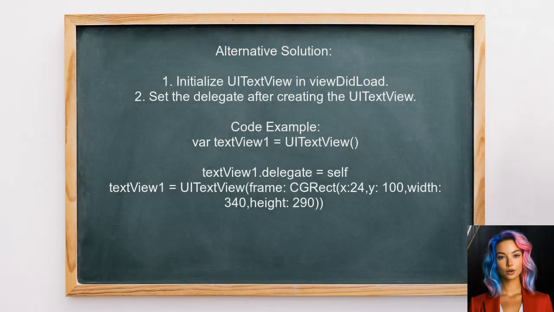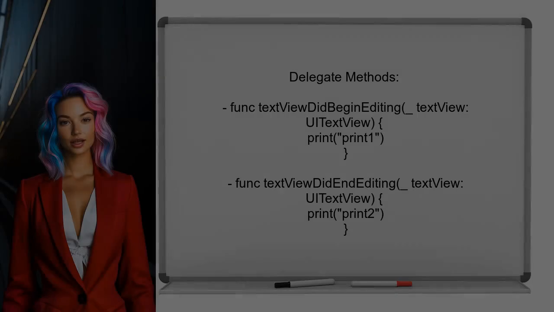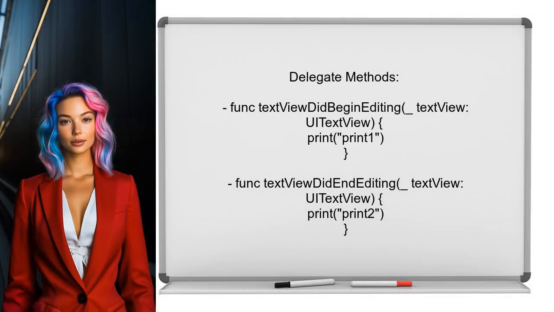Now, let's dive into a different answer from another user. An alternative solution provided by another user suggests modifying your code slightly. They recommend ensuring that the UITextView is initialized and set up correctly in the viewDidLoad method. Specifically, they emphasize setting the delegate after creating the UITextView instance. This user also maintains the same delegate methods for handling the beginning and end of editing, ensuring that the print statements will execute as expected when the UITextView is interacted with.